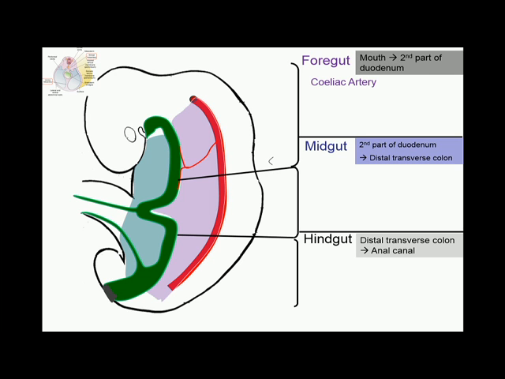The branches we will study as we go on. Then the second, the midgut artery, is the superior mesenteric artery. So any structure which is derived from the midgut, up to the distal end of the transverse colon, is supplied by the superior mesenteric artery and its branches. And the third one is the inferior mesenteric artery, which is the artery of the hindgut, and it supplies the most distal part of the gastrointestinal system. Right. So you know the blood supply now, okay?